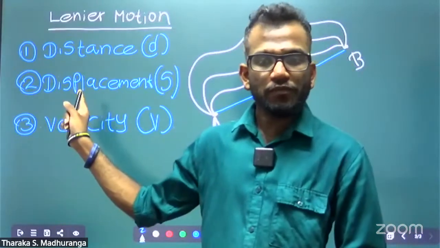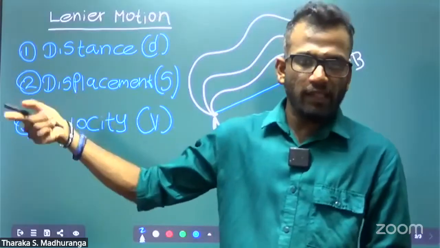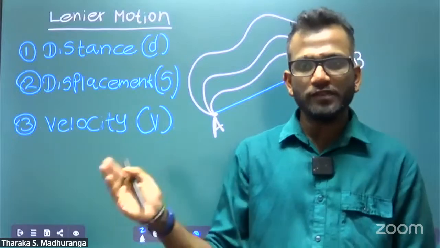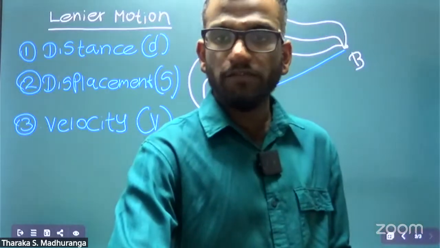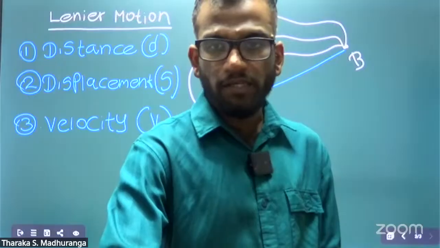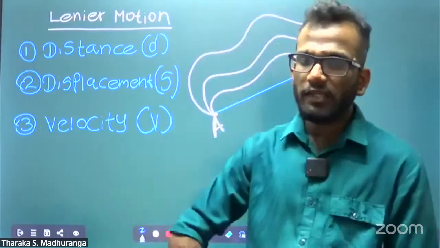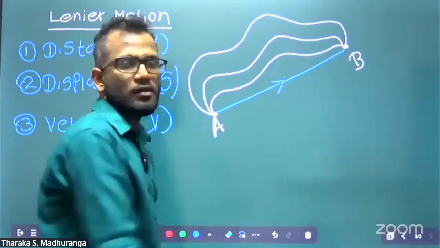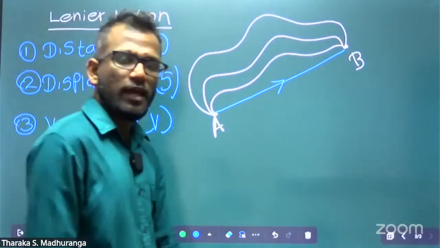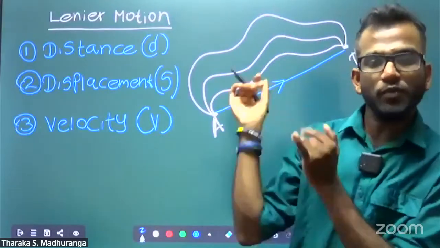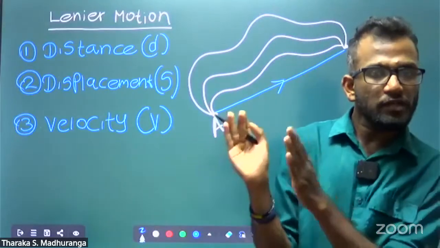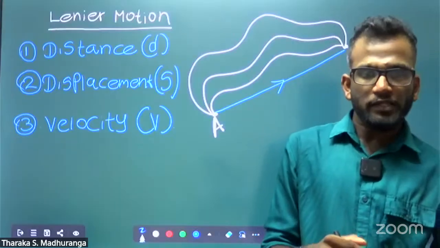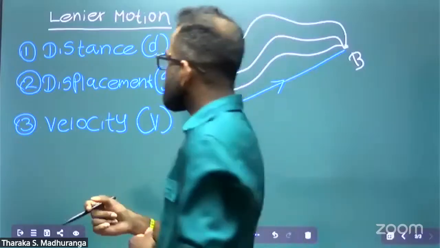Before that, displacement: is it a vector or scalar? Yes, it is a vector. Why? It has a specific direction. It is A to B, right? It has a specific direction, or B to A. Okay, therefore the displacement is a vector.